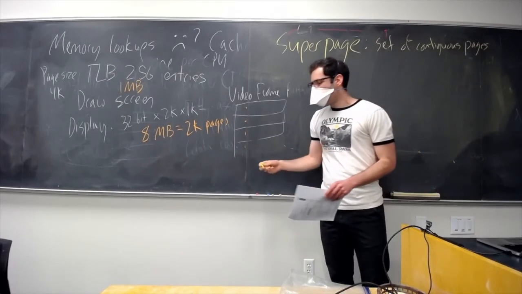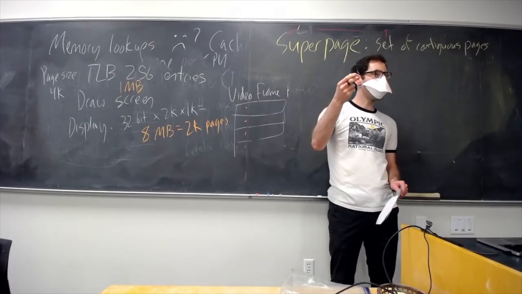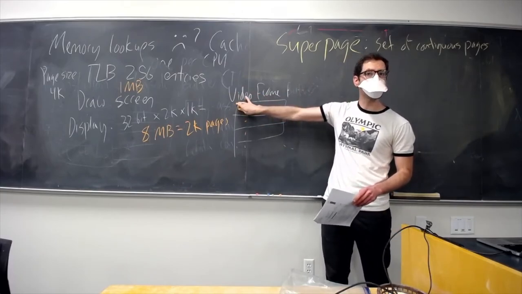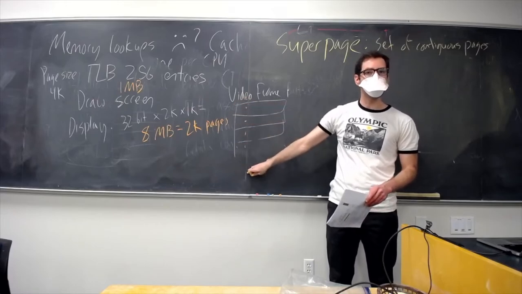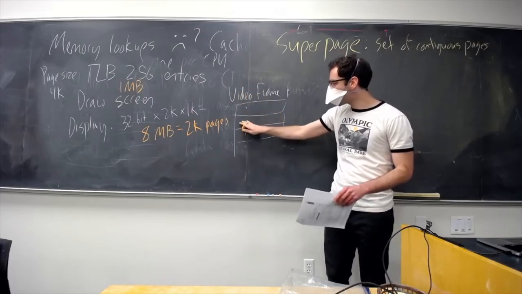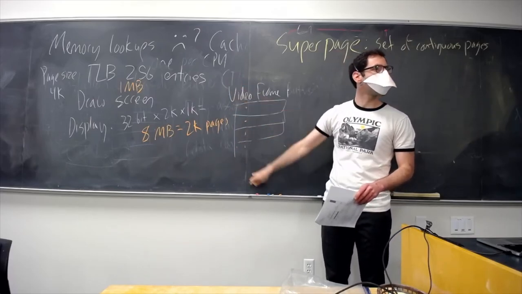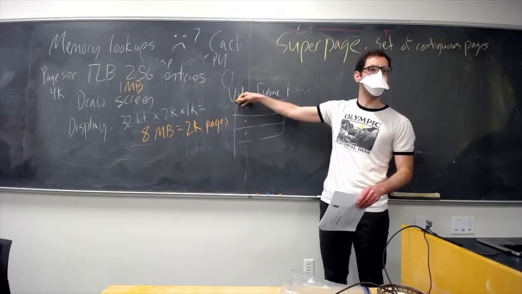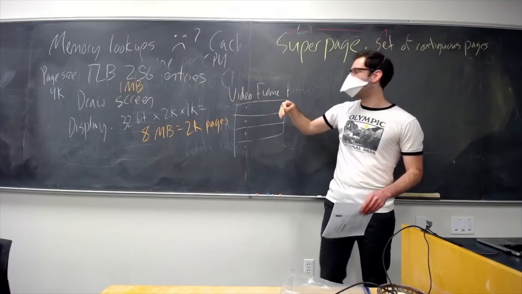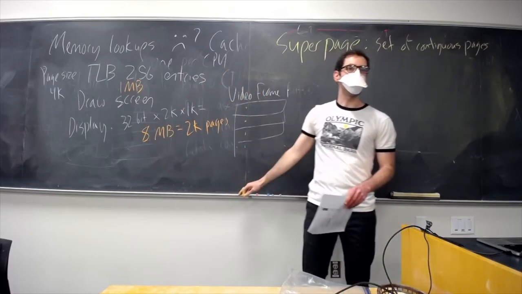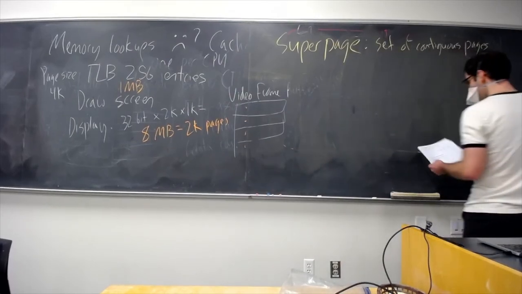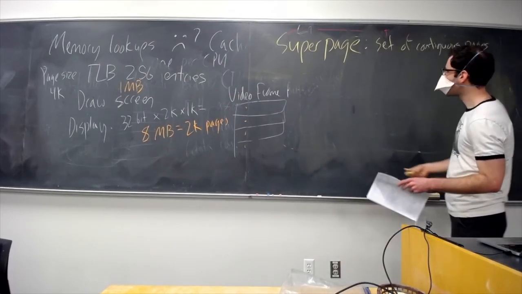If we could somehow get the physical address at the start of this, and then just have an offset into it, there aren't separate translations to different parts of this. It's all contiguous. So if we had some way of just getting the physical address at the start, then we could have just one TLB entry for the entire chunk. So what would this actually look like?